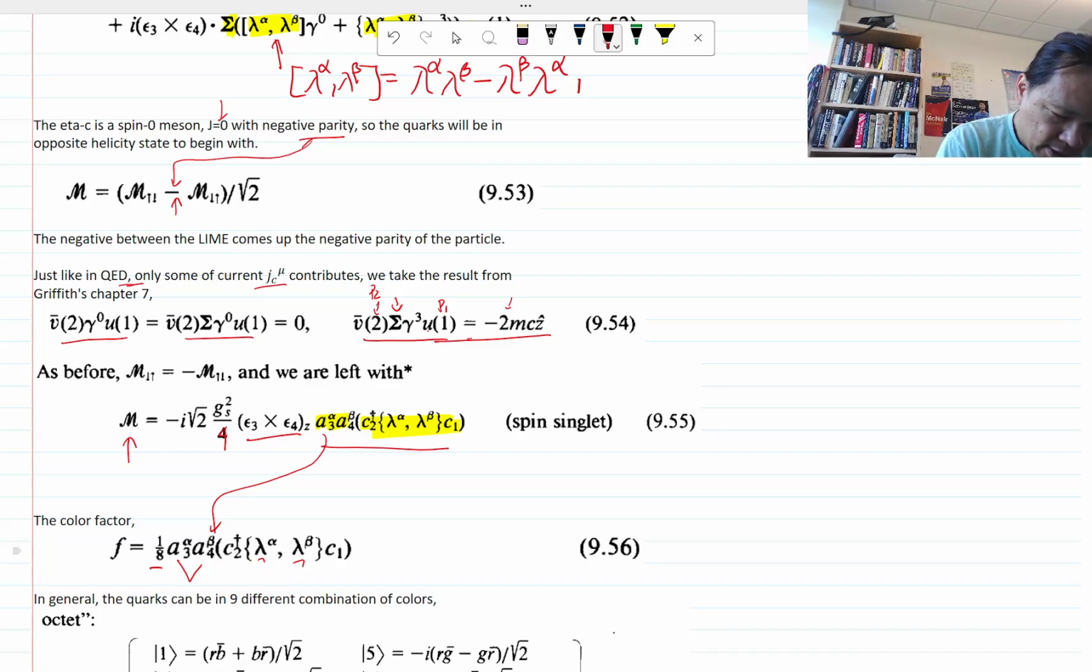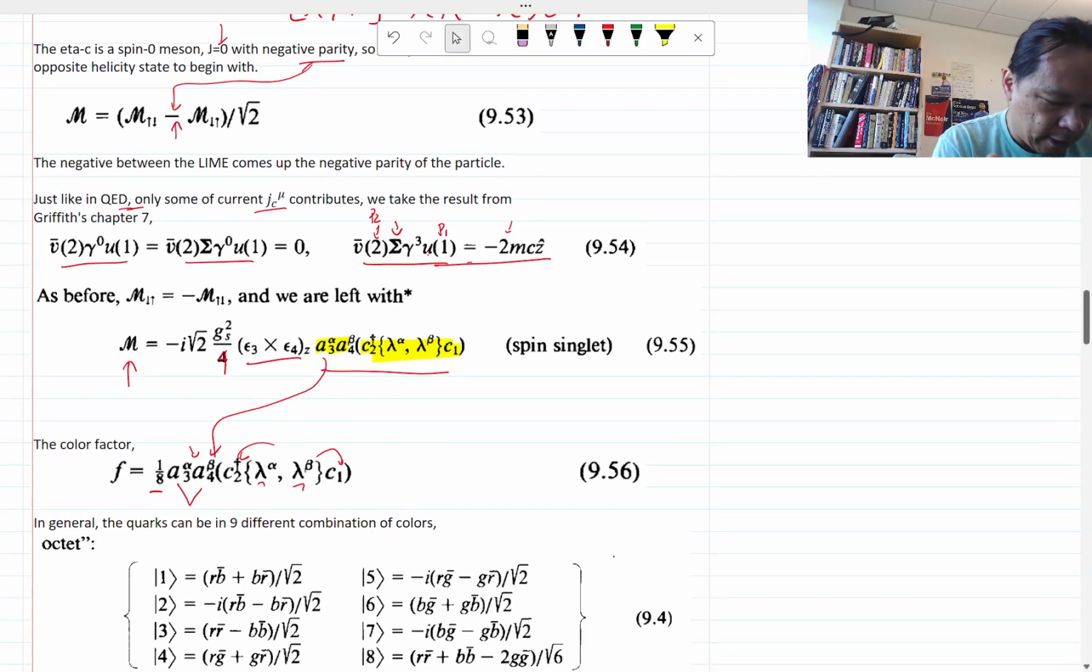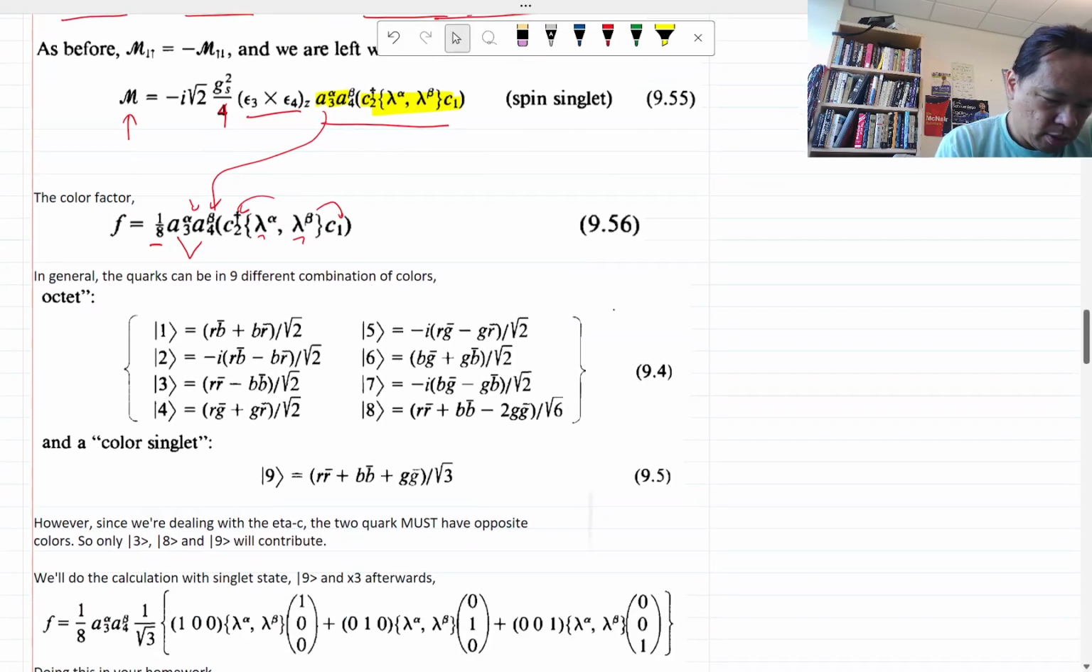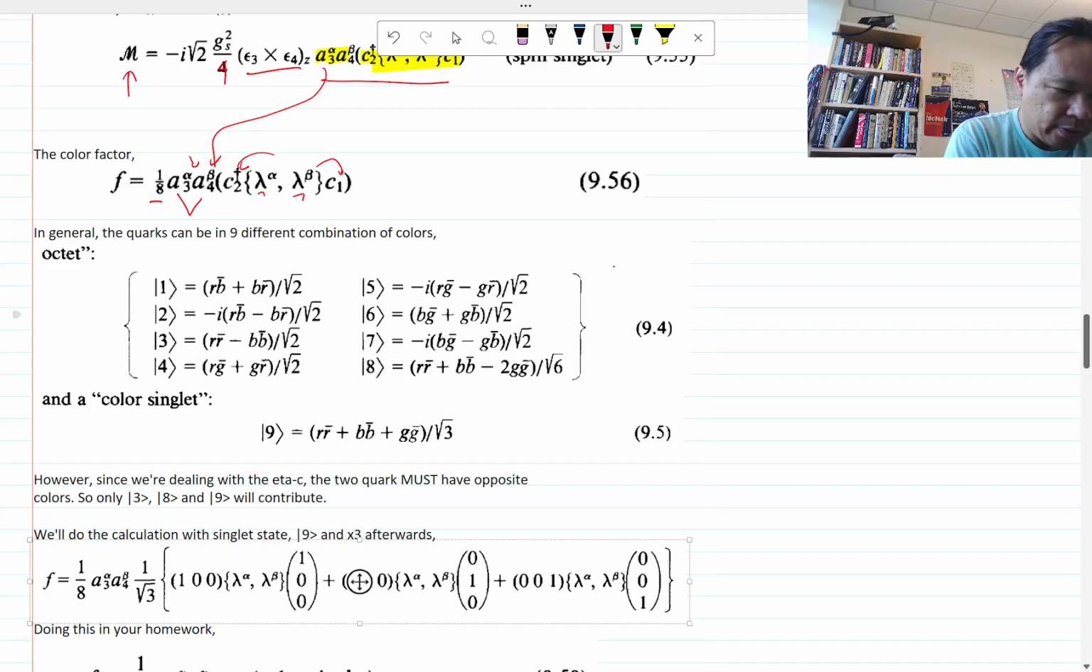Before that, the quark color components will be multiplied with the Gell-Mann matrices, because those are the 3x3 matrices that act on the three-component color vectors. And then we're going to have to sum over these alphas and betas for these different gluons. So in general, the gluons can take on 9 different color combinations.